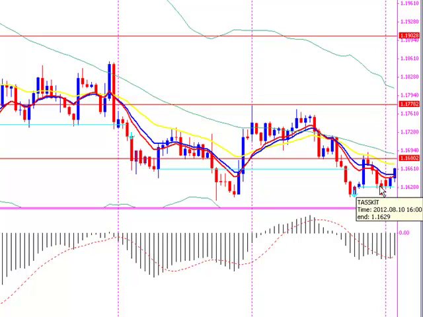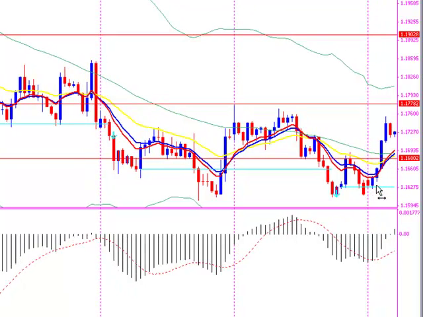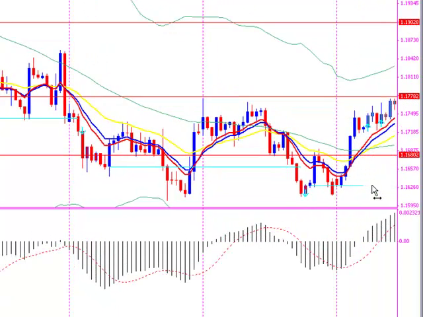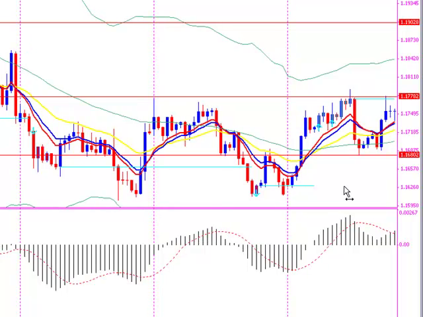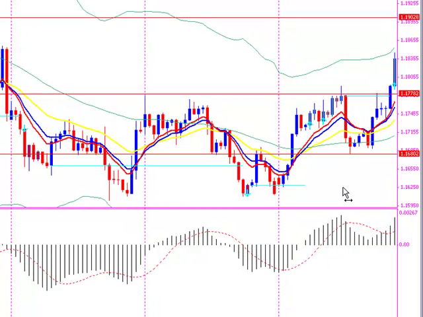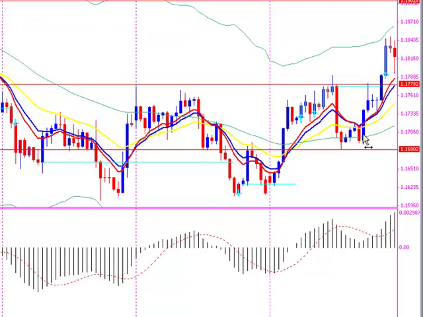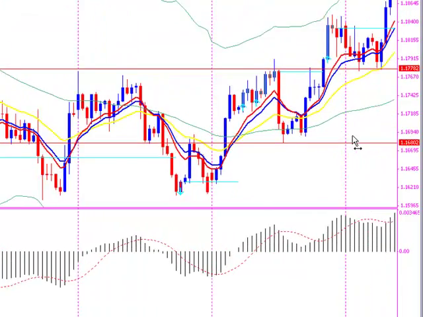Now we have a Tacit formation here. What happened? You can see it. It has broken above. This was from the 10th of August. We had a long trade in play.